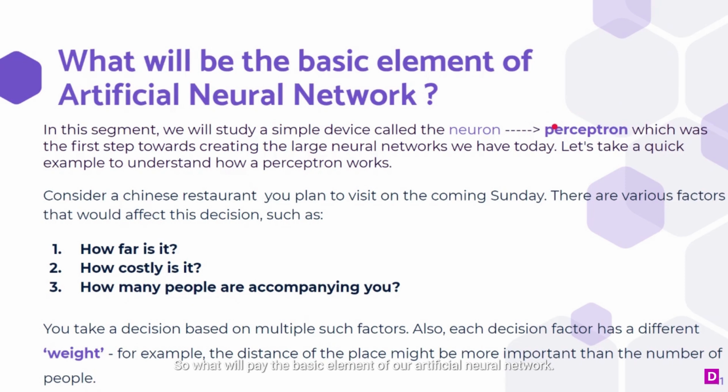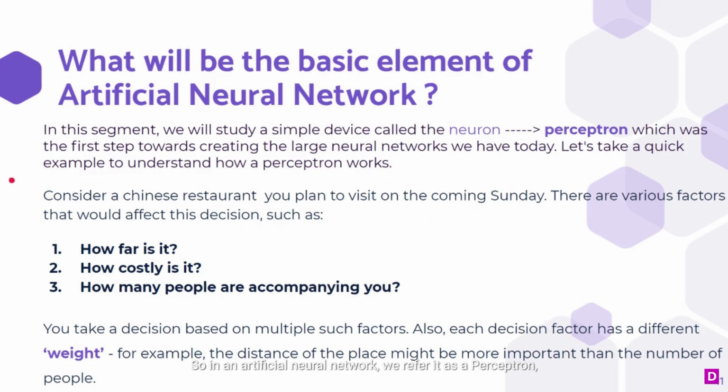So what will be the basic element of our artificial neural network? When it comes to the brain, it's a neuron. But what is the element which will be a basic functional element performing a similar kind of function as a neuron in a human brain performs? In this segment, we will study a simple device which we call a neuron when it comes to the human brain, but here we name it a perceptron.